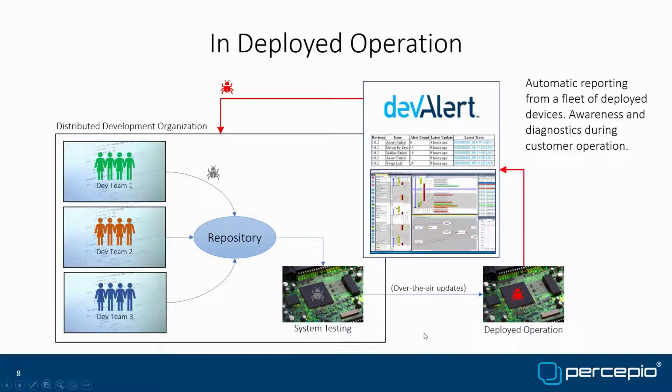So when the alert is generated, you get feedback back to the development team, and it also includes a trace that you can open in Tracealyzer, so you can see what was going on up until the alert occurred.